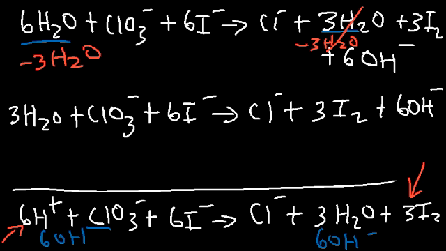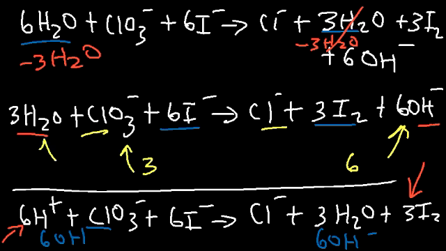So let's check our answers. Notice that we have 6 hydrogen atoms on both sides. We have 6 iodine atoms on both sides, 3 times 2 is 6. 1 chlorine atom, and we have 6 oxygen atoms here. We've got 3 in chlorate and 3 in water, so that's 6. So all of the atoms are balanced.